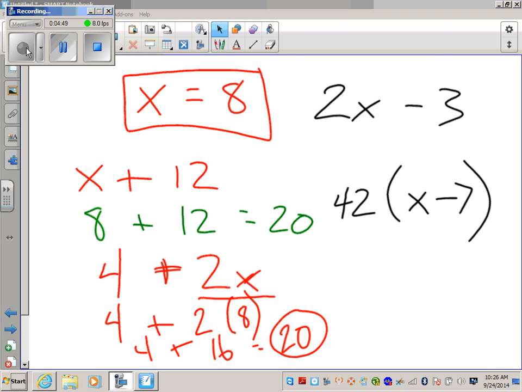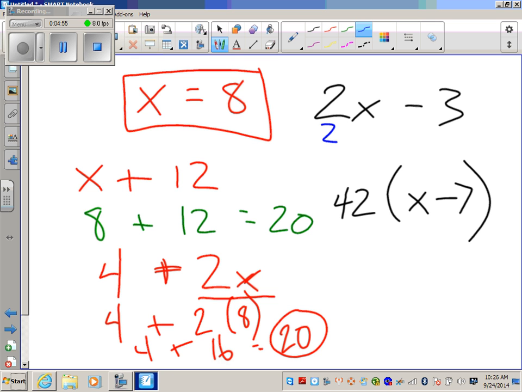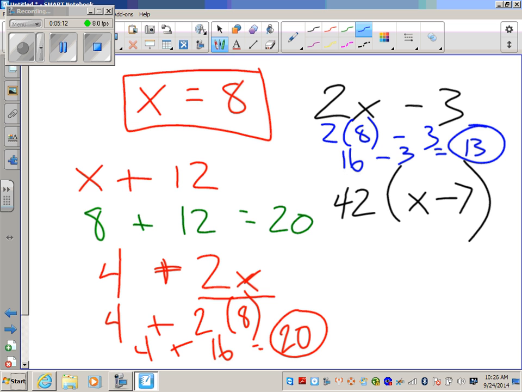Sydney, this one here. If x is 8, what am I going to do with the 8 here? And between multiplying and subtracting, what gets done first? So what is 2 times 8? 16 minus 3? 13. How many of you got 13 for that one?